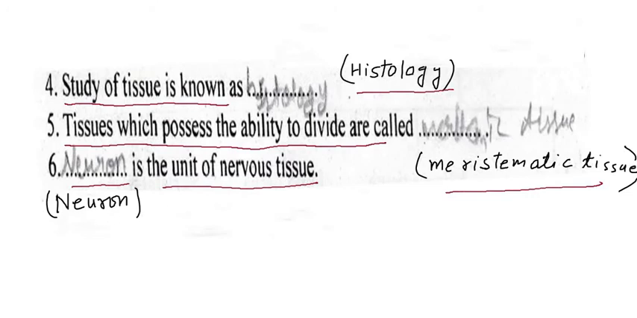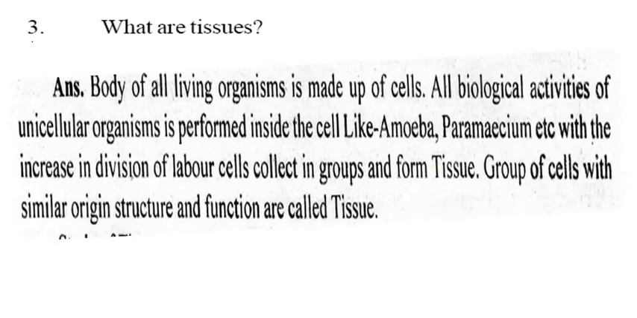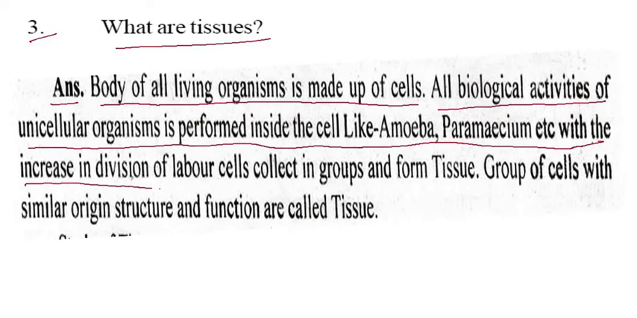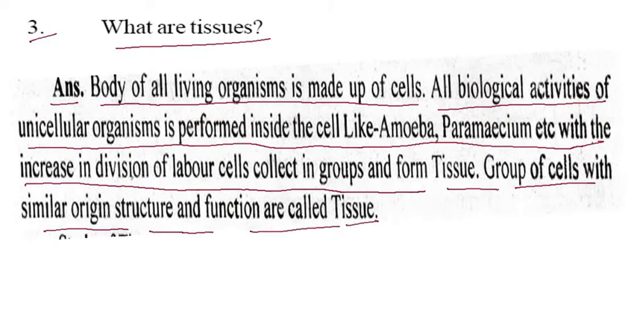Let us see the next one. The question is, what are tissues? I have told you. To answer, you can write: the body of all living organisms is made up of cells. All biological activity of unicellular organisms like amoeba and paramecium is performed inside the cell. With an increase in division of labor, cells collect in group form. So a group of cells with similar origin, structure and functions is called a tissue.